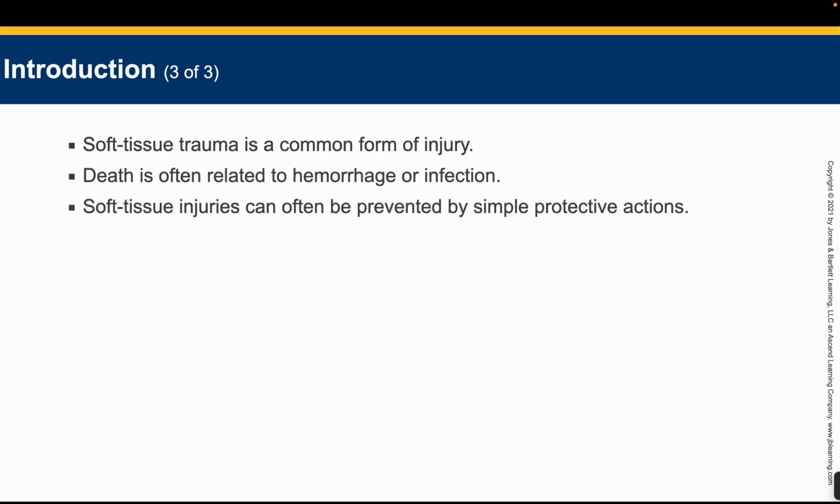Wrapping up this introduction, let's hit on a few key takeaways. First, again, soft tissue trauma is extremely common. This is something you're going to see on a regular basis across all types of calls, because here's where it gets serious. Death is often related to hemorrhage or an infection. We've already talked about bleeding, and you'll hear me say it over and over. Uncontrolled bleeding can and will kill your patient quickly. That's why rapid recognition and control is such a priority.